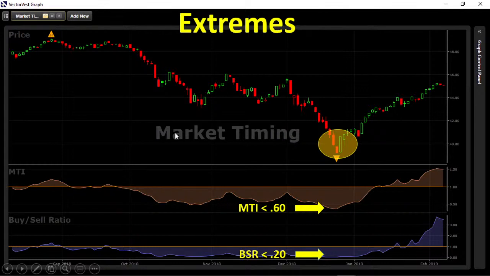You can look back historically too. Once you get into the VectorVest program, you could look back historically and see every time the MTI got to below 0.6 and the buy to sell ratio got to below 0.2, what did the market do? Most times, either imminently or not too long after those indicators get to below those levels, you get a rally. You get a really sharp rally. And we got that right after Christmas when those indicators got to below those levels. Okay? Incidentally, I talked about reversal signals at the dips during those uptrends. This is a one white soldier pattern. This is a bullish candlestick reversal signal that nailed that bottom. You got follow through the next day, and there you were off and running.